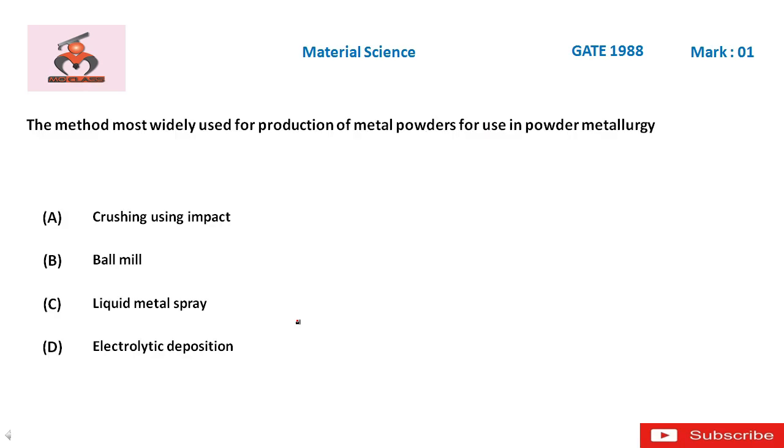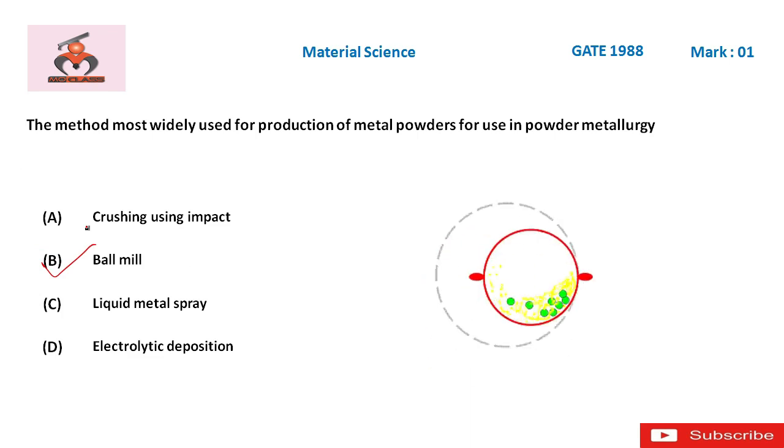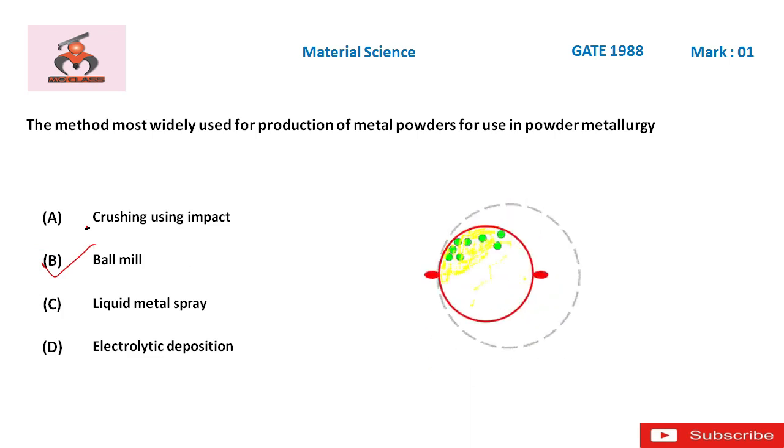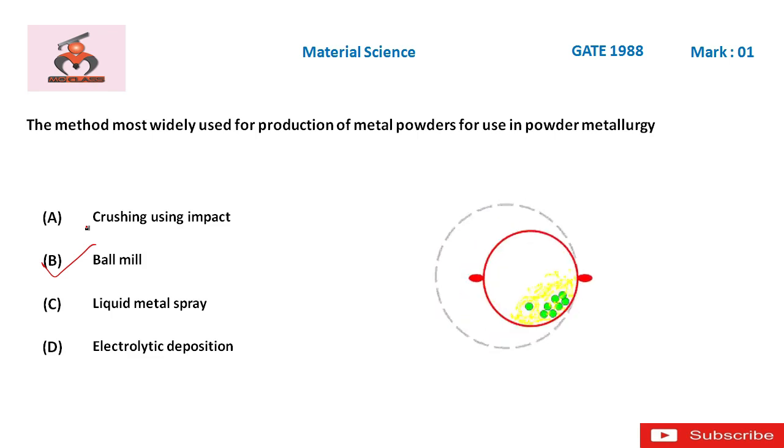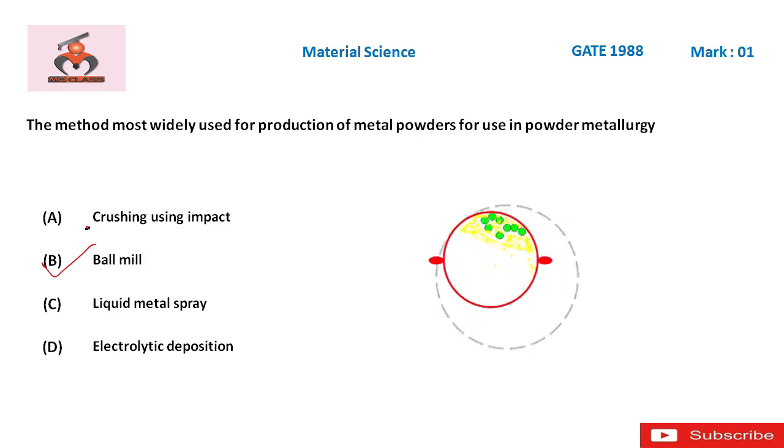The method most widely used for production of metal powders for use in powder metallurgy: crushing using impact, ball mill, liquid metal spray, electrolytic decomposition. Okay, so in powder metallurgy, we are using the ball mill. You can see how the ball mill works.